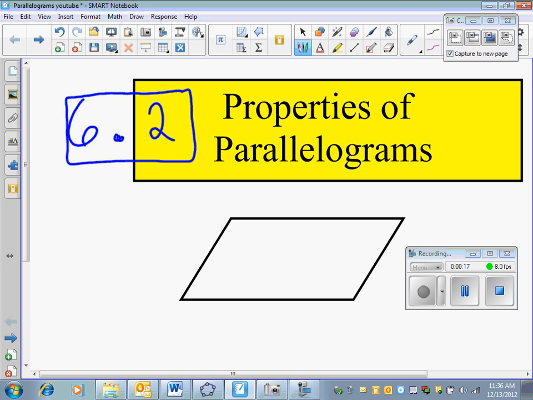Properties of parallelograms. Let's look at this word right here, parallel. What does it mean to be parallel? Parallel are lines that do not intersect and they have the same slope. So if it's called a parallelogram, we can expect to have two sets of parallel sides. So these sides are parallel and these sides are parallel. So we're going to learn about properties of parallelograms.